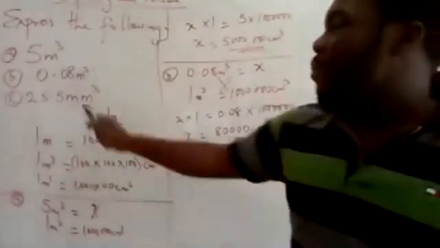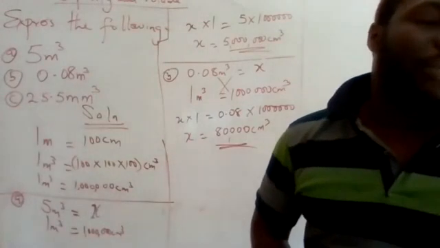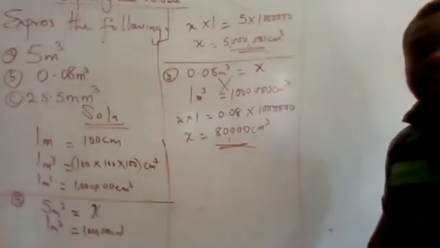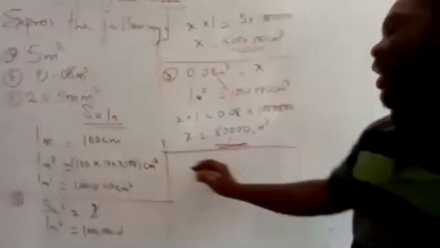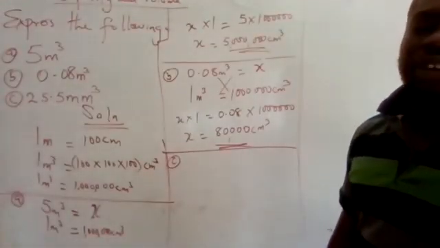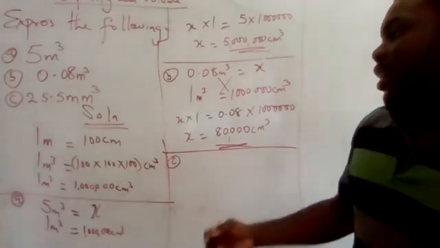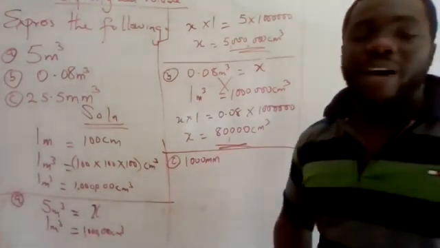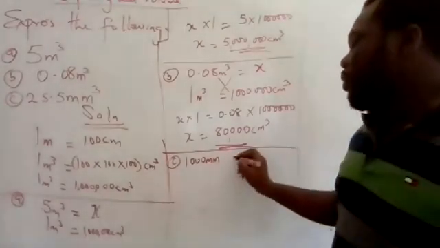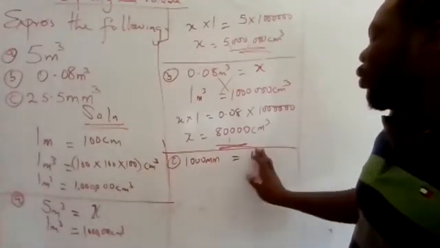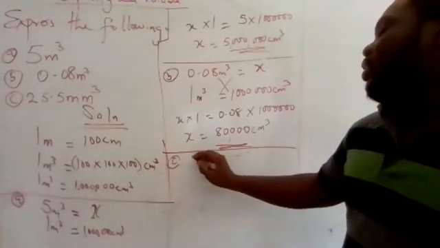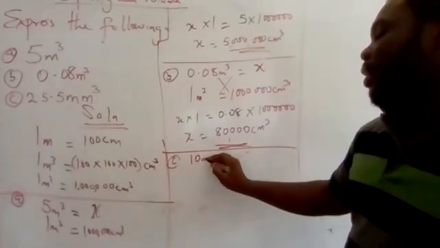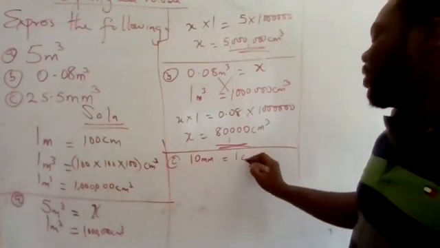Now, the third one is millimeter cube. Remember I told you that millimeter is 10 raised to the power of minus 3. In that case, the standard is different. It's no longer 1 meter cube is equal to 1 million centimeters cube. In the case of millimeter, check your notes. All these things, you should know by heart by now. That is 10 millimeters is equal to 1 centimeter.